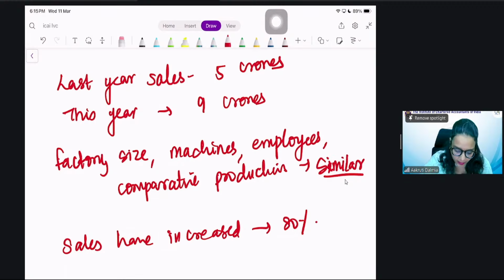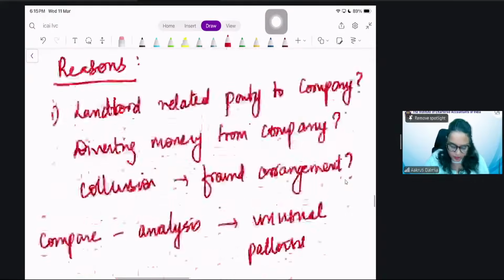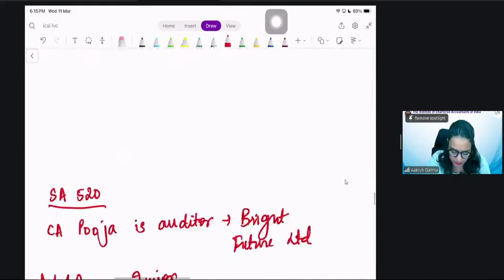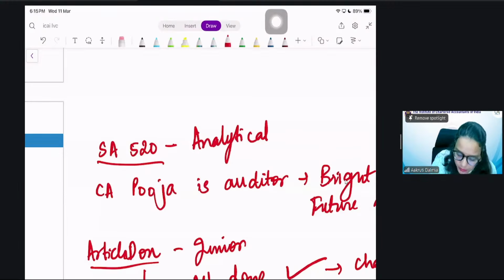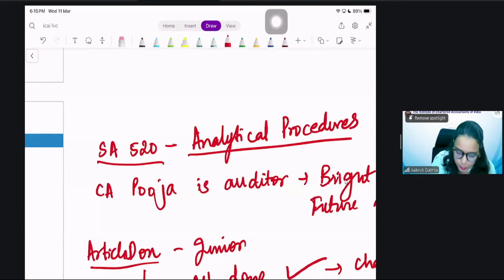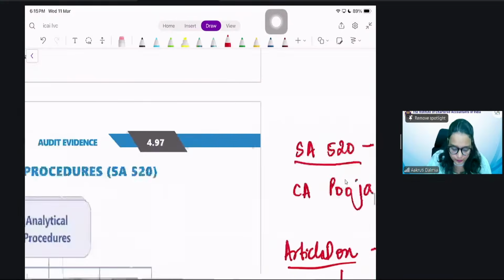Done. All right. Let's look into the book now. The standard that we are studying, this whole analytical procedures, is covered by SA number 520. Very small, cute name. Analytical procedures. Okay.